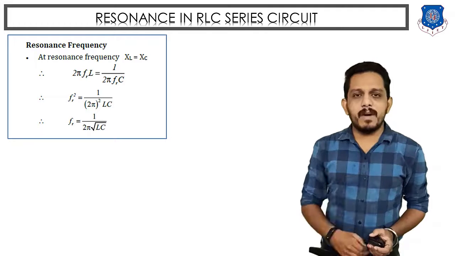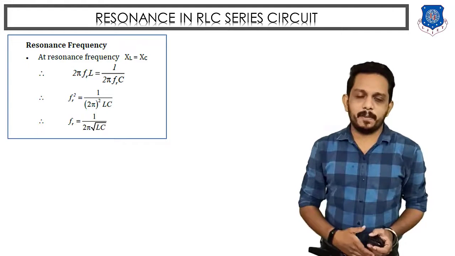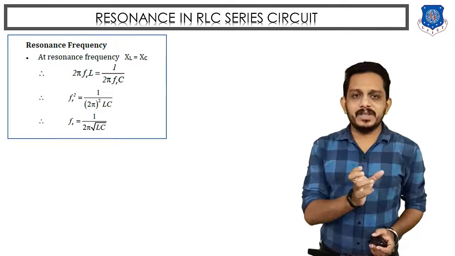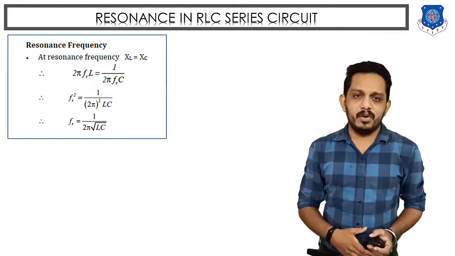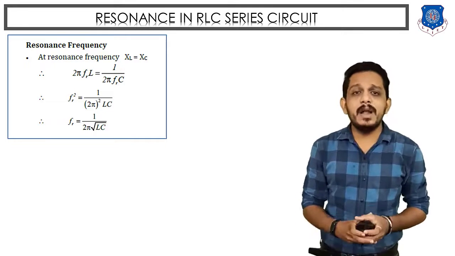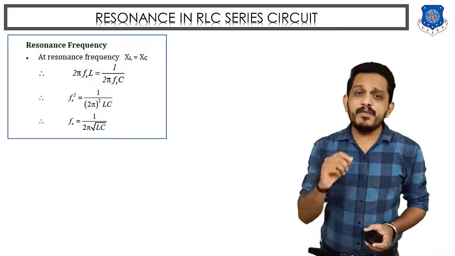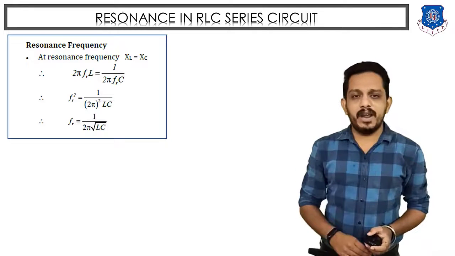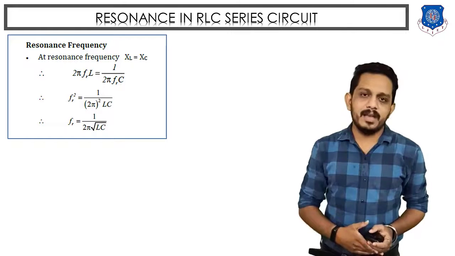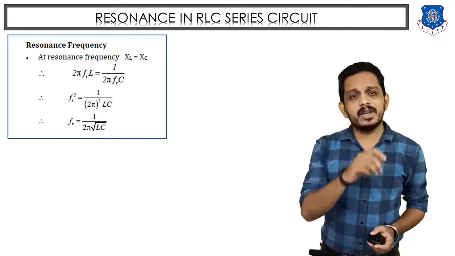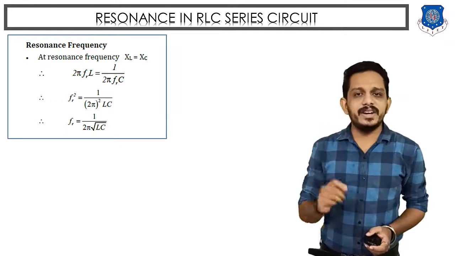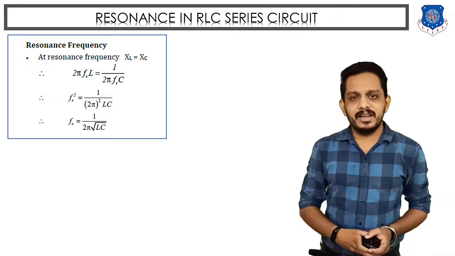Now let's talk about the resonance frequency. It is not obvious that the inductor and capacitor will always have the same value, or that the voltage across the inductor and the voltage across the capacitor will have the same value. If you want to make them the same, you have to make XL equal to XC. And if we make XL equal to XC, then the resonance condition will appear in this series RLC circuit.